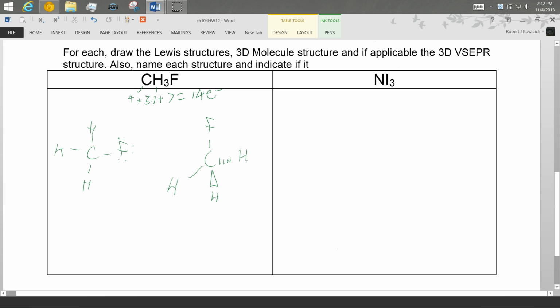And I'll have a hydrogen go back. So there's my 3D structure, and I didn't ask this question, but is this molecule polar or nonpolar? It would be polar. How come? Yes, it's polar. Why? Because the fluorine would be pulling.